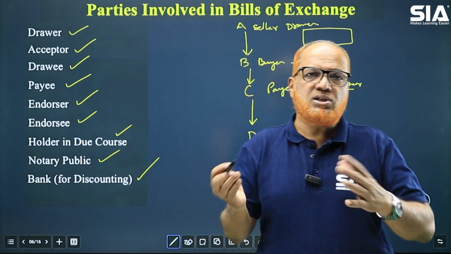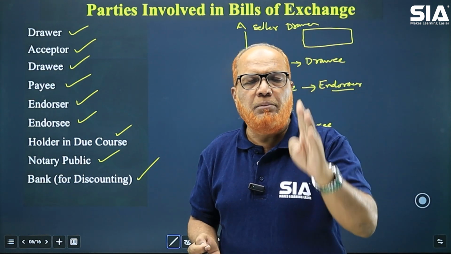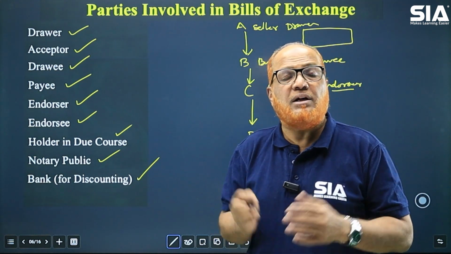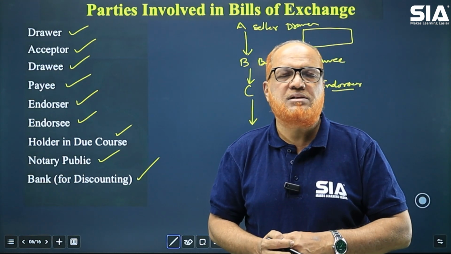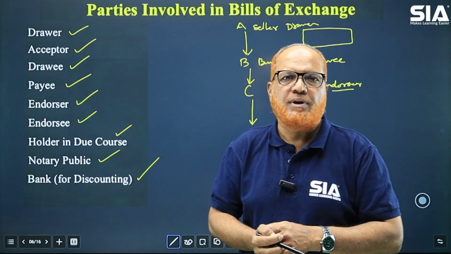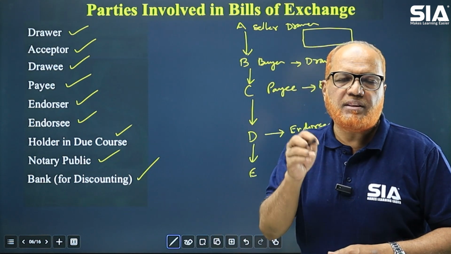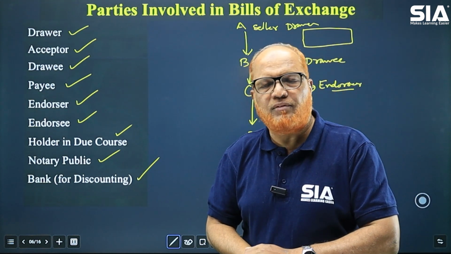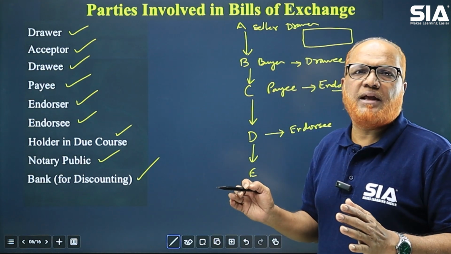So the advantage as well as disadvantage of discounting. What is the advantage? The holder of the bill got money immediately. He has not to wait for 3 months. Immediately he got the money. That is the advantage. But disadvantage, he has to forego some discounting charges. 5,000 rupees he is foregoing. He is getting only 95,000. So this bank is also one of the parties. But the bank will come into picture only when the holder of the bill wants to discount it and wants early money.